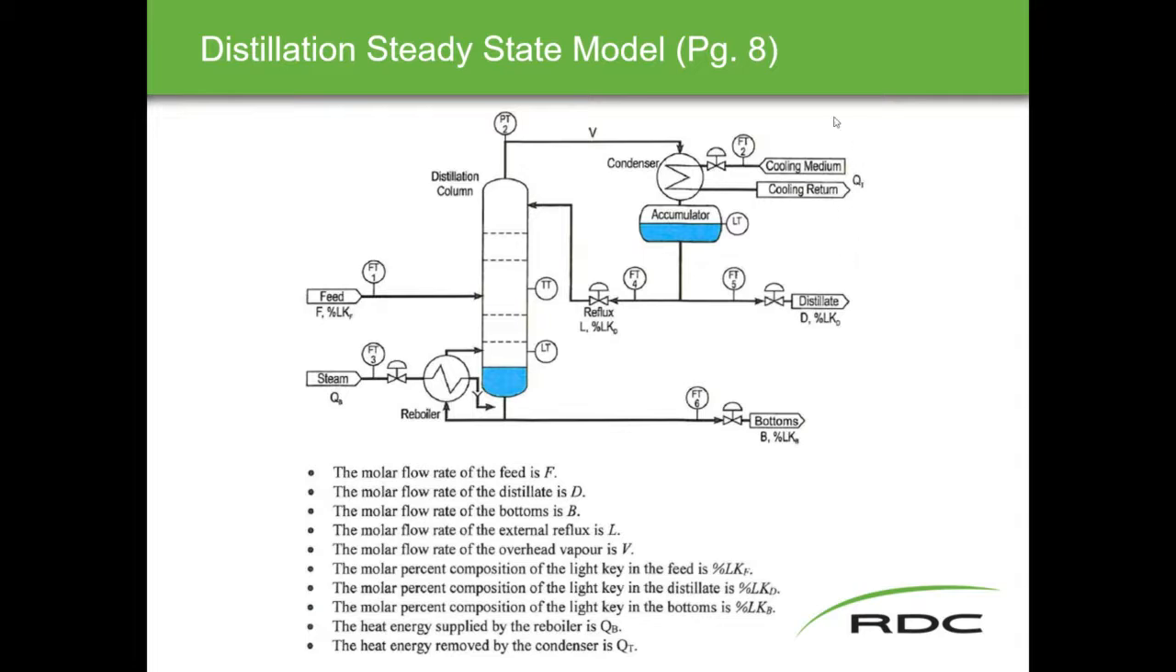Because if you look at it, we've got 1, 2, 3, 4, 5, 6, 7, 8, 9, 10 transmitters on this thing here. So there's a lot of variables that we have to address when we're trying to control a distillation column. So this is just a diagram that tells you all the different variables. Good news is, there's no requirement for us to do any of the math.